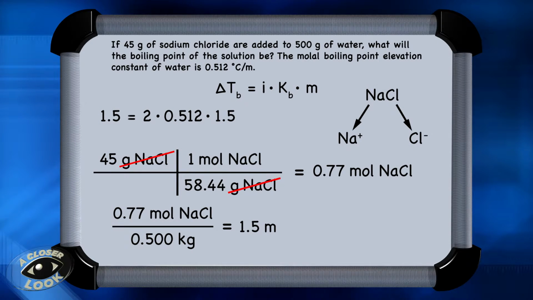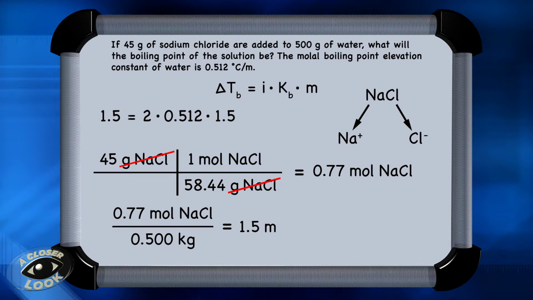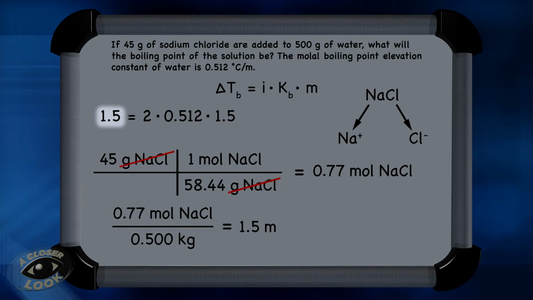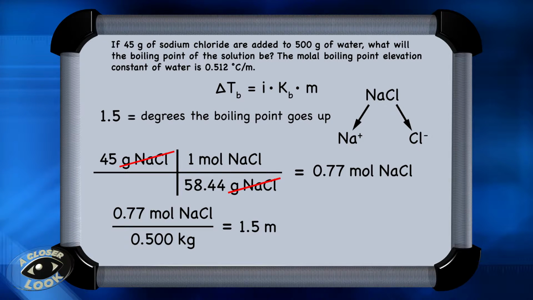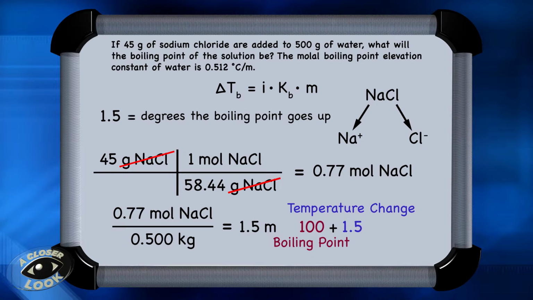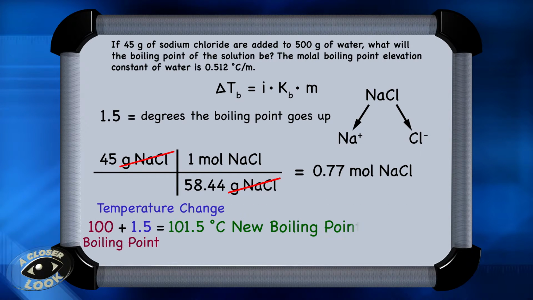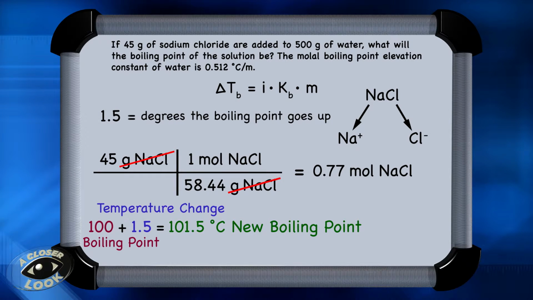But we have to be careful here because the question asks what will be the boiling point of the solution, not the degrees of elevation. This number here, 1.5, only represents how much the boiling point has been elevated, or in other words, the change in the boiling point. So take the normal boiling point of water, which is 100 degrees Celsius, and add the 1.5 degrees that we just calculated. And we find that the boiling point of the solution will be 101.5 degrees Celsius, because it has been elevated 1.5 degrees due to the presence of the sodium chloride.